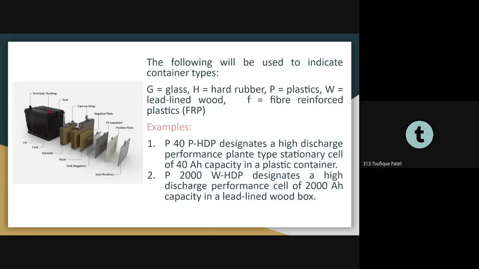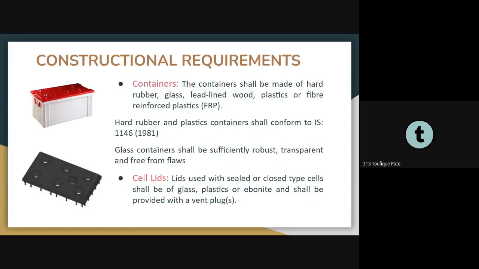So examples. First is P40P-HDP designates high discharge performance plante type stationary cells of 40 ampere hour capacity in a plastic container. Second one is P2000 WHDP designates a high discharge performance cell of 2000 ampere hour capacity in a lead lined wood box. Construction requirements.